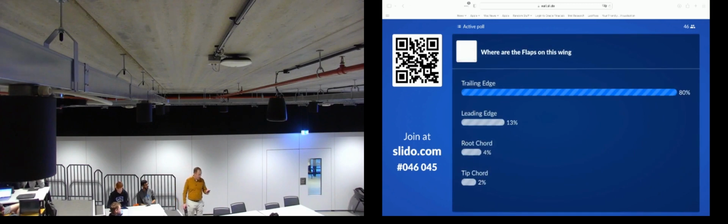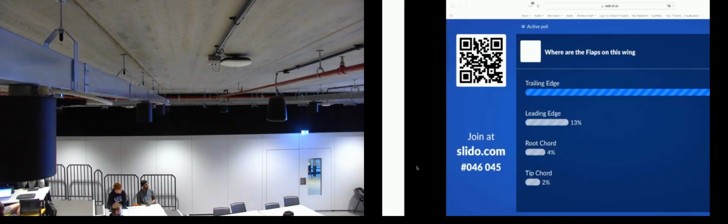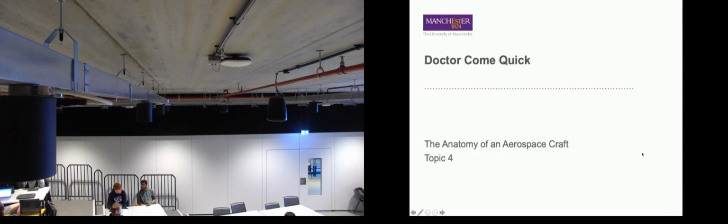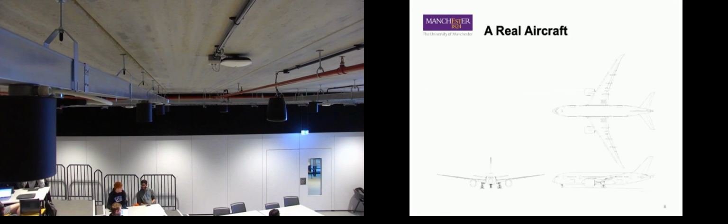Okay, where are the flaps on this wing? Could you see that picture on your Slido? 80% of you put the trailing edge, 13% put the leading edge, 4% put the root chord, and 2% put the tip chord. Okay, so this is one we can show a little bit more detail, and we'll go to our real aircraft. So that's our real aircraft. Anybody know what aircraft this is? This is not something I expect you to know for a test, by the way. Yes? Yeah, it is the 787-8.